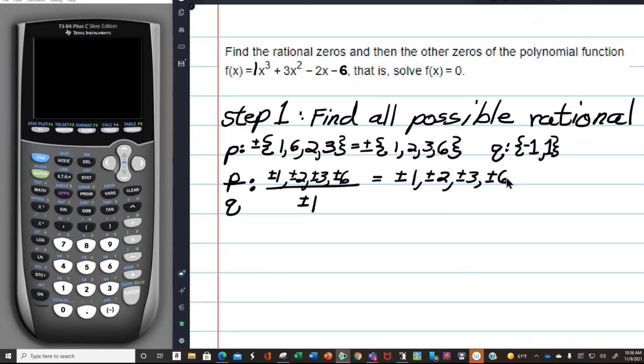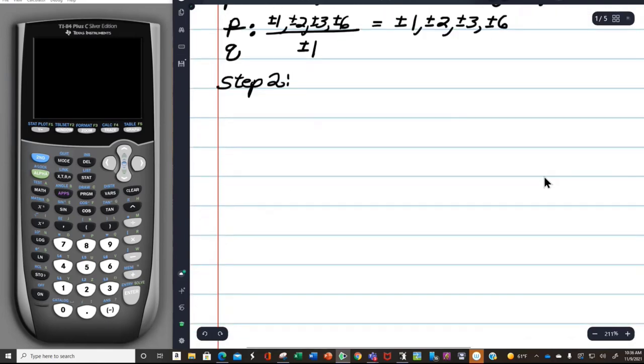Okay, now the second step, step 2: graph the polynomial and look for x-intercepts that would be among these numbers. You never know if you're going to find them or not. It's part of what makes this kind of problem exciting. So step two, graph. So that's what we're going to do.